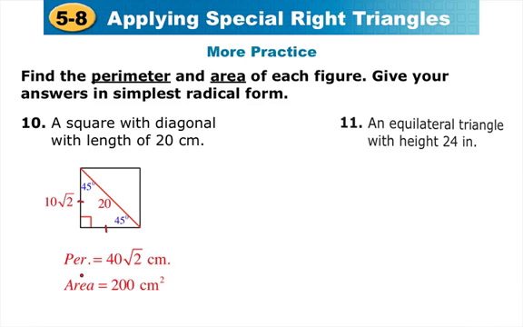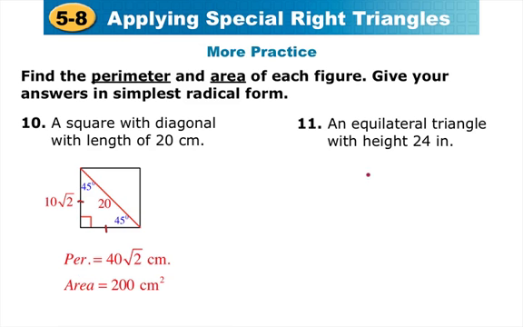Last one, 11. An equilateral triangle with height 24 inches. So here's the picture that goes with number 11. This is an equilateral triangle. So now you know that these two angles are 60 degrees. So now you have a 30, 60, 90 triangle.